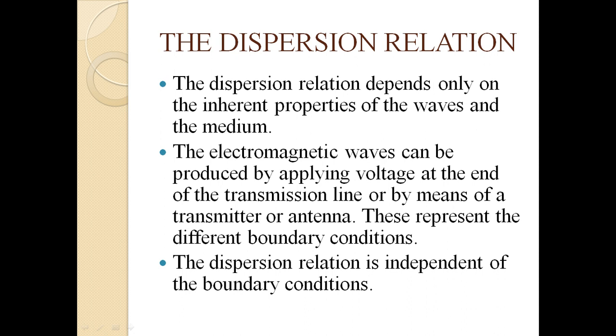Now we can learn about the dispersion relation. The dispersion relation depends only on the inherent properties of the waves and the medium. The electromagnetic waves can be produced by applying voltage at the end of the transmission line or by means of a transmitter or antenna. These represent the different boundary conditions of the system. The dispersion relation is independent of the boundary condition.